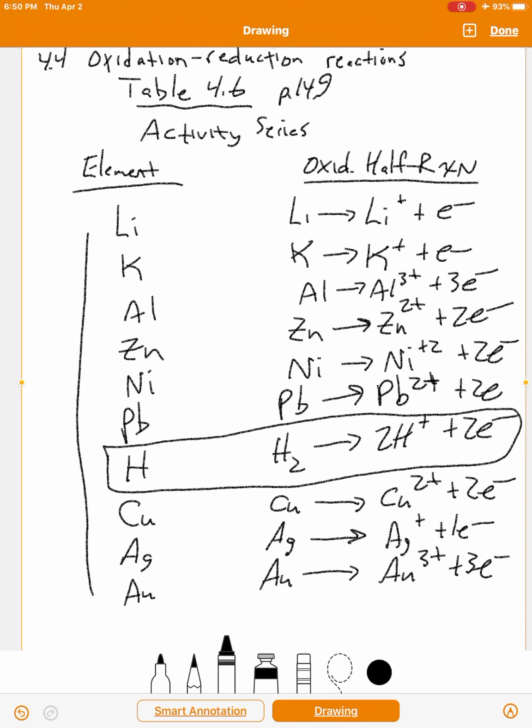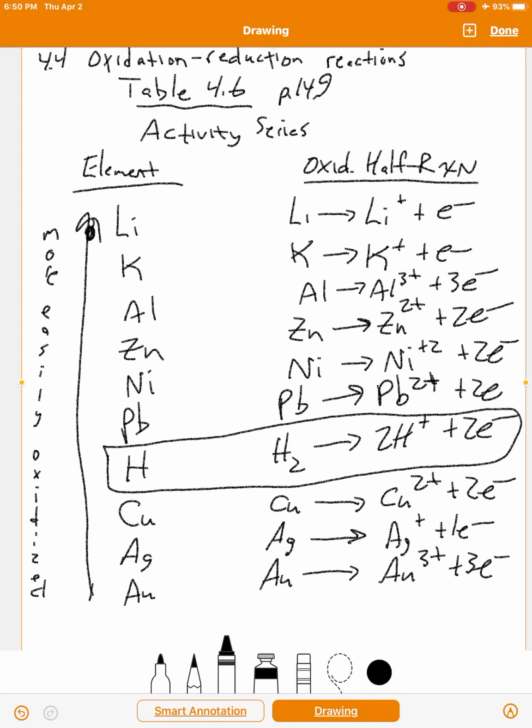And then there's an order. And the order is more easily oxidized. Okay, so lithium is the most easily oxidized. Gold is the least easily oxidized. Okay, you can use this table to predict which metal will oxidize which other metal. Okay, it's a very powerful tool for that.